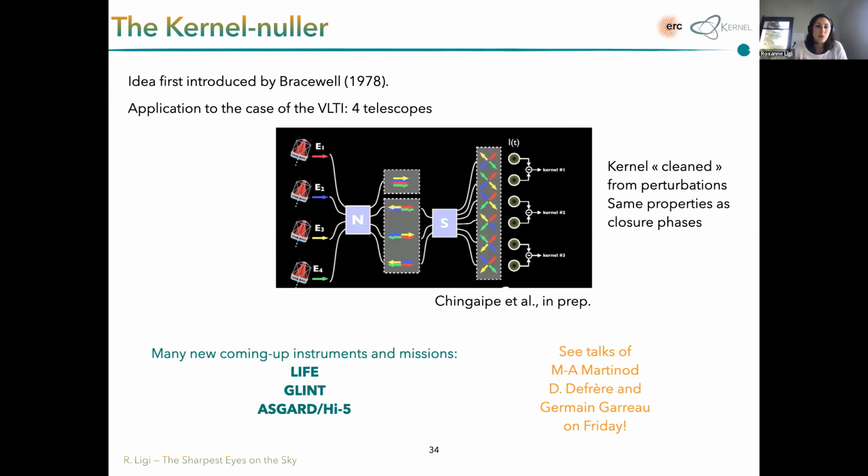This is research that is carried out here in Nice by the kernel team. A PhD student, Pietro Chingaipe, is applying this method to the VLTI. It's also the subject of many upcoming instruments and missions. I encourage you to attend the talks on Friday afternoon, because many people who know better than me will talk about this and all the results that we can expect using this method.